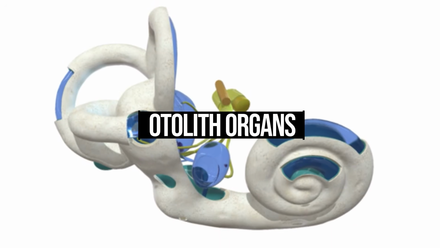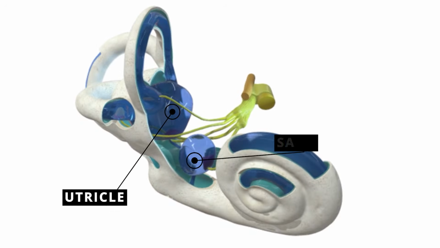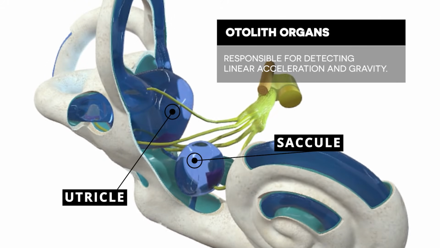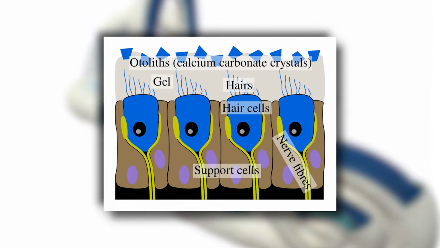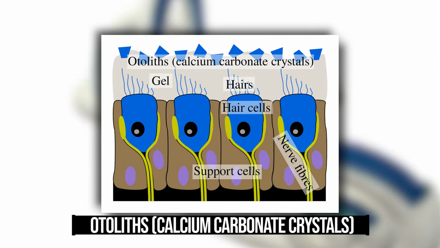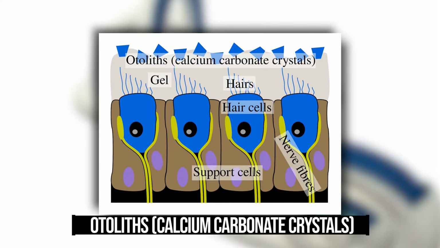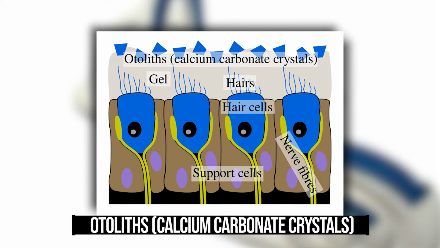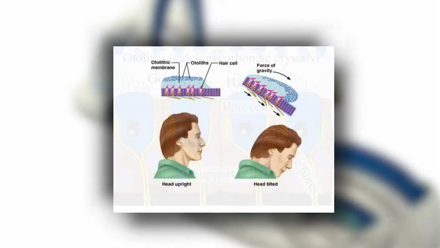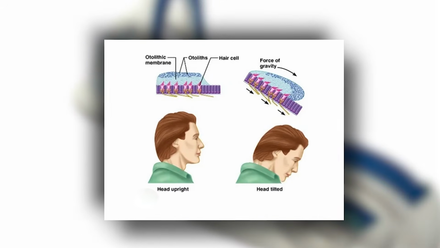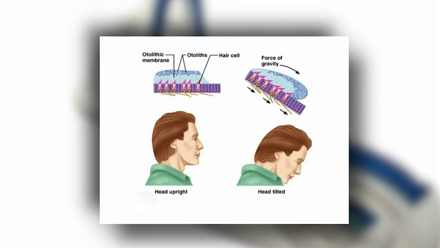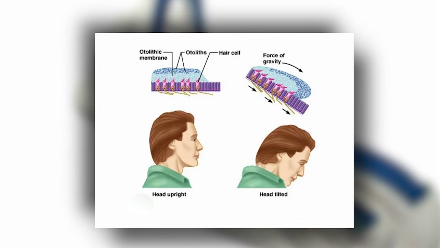Otolith organs. These consist of the utricle and saccule, which are responsible for detecting linear acceleration and gravity. Inside these organs are small crystals called otoliths, calcium carbonate crystals, that sit on top of a gelatinous layer covering the hair cells. Movement of the head causes the otoliths to shift, which bends the hair cells and sends signals to the brain about the head's position relative to gravity and linear motion.